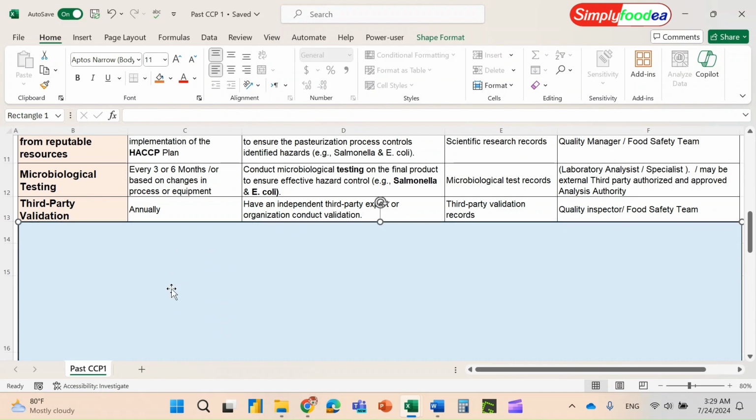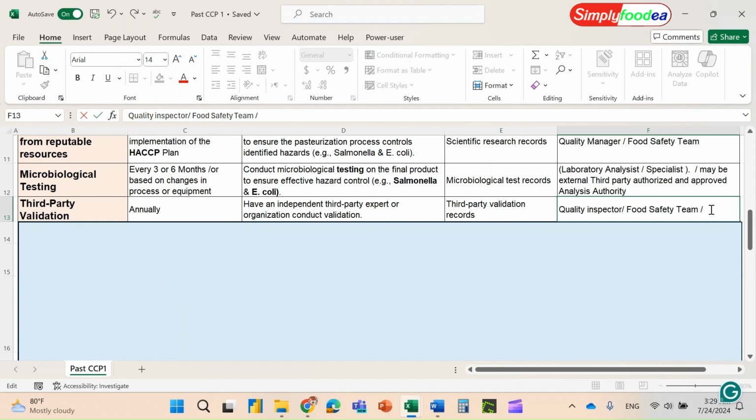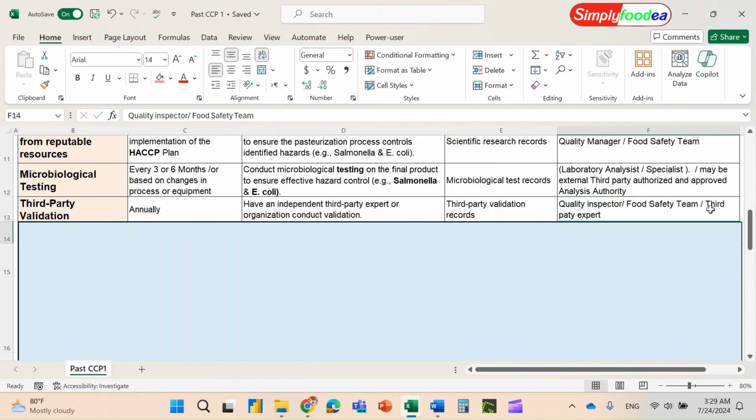There is third party validation, annually or according to your budget. You'll send your data to an expert, and this expert will validate all your data provided. I will add here the third party expert.